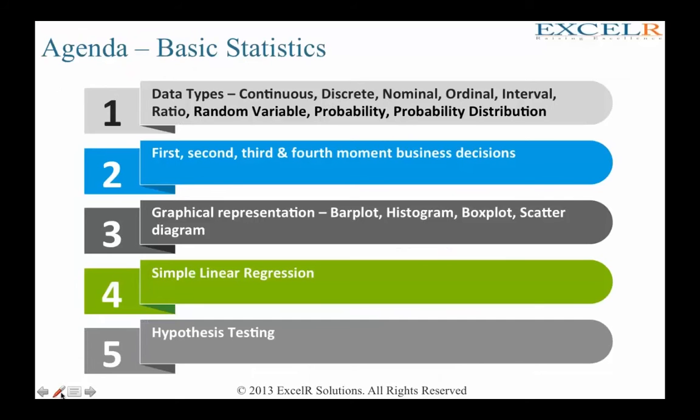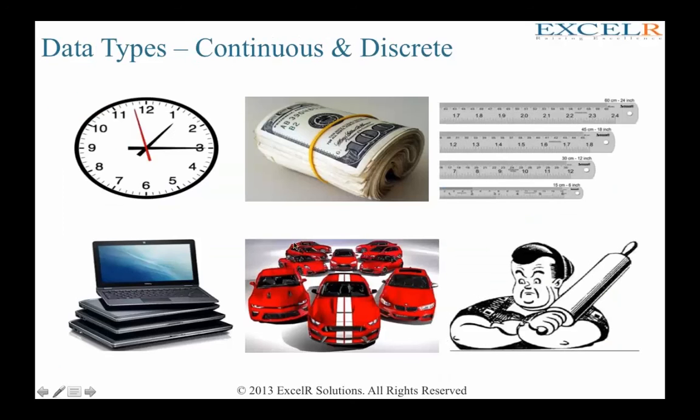This is the agenda for the tutorial. We will be discussing basic statistics, in which we'll be discussing the various data types, what we mean by random variable, probability distribution, and so on and so forth. Post which we will get into the first, second, third, fourth moment business decisions. We will look into graphical representations. We will build a very simple prediction model followed by some amount of hypothesis testing. I will get started right from the basics. Now let us do this.